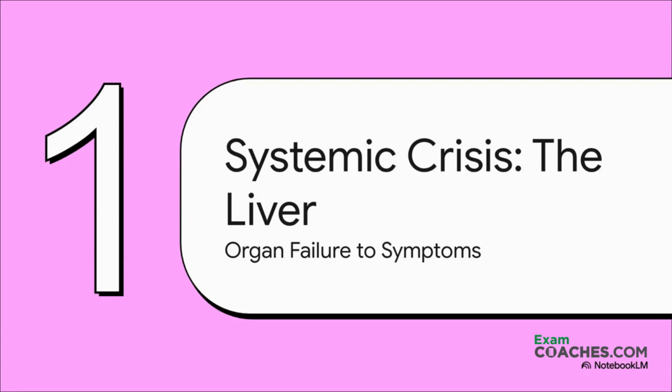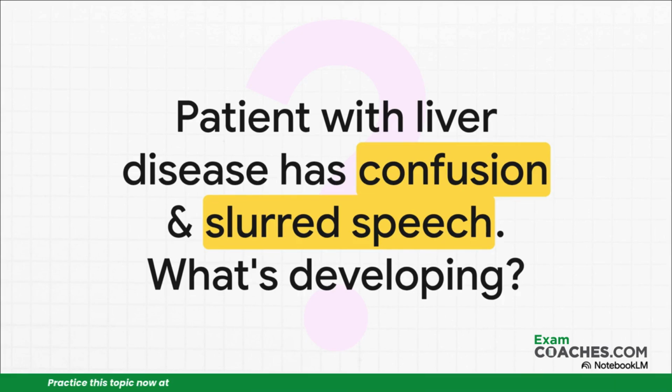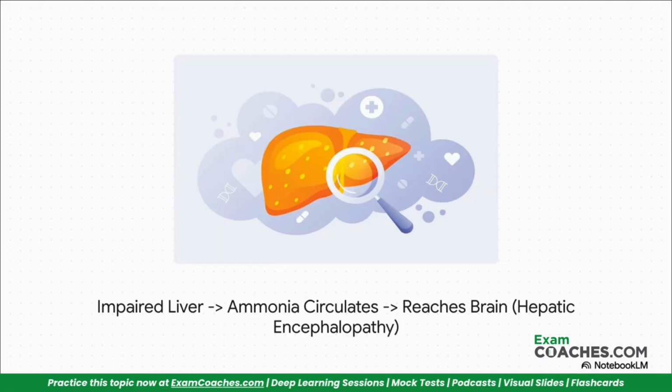First up, systemic crisis, the liver. We're going to connect organ failure to the patient's symptoms. Okay, picture this. You've got a patient with advanced liver disease, and suddenly they're confused and their speech is slurred. Now, your brain might immediately jump to something like a stroke, right? But wait, the real clue, the golden ticket, is that history of advanced liver disease. So how in the world do you connect those two dots? And here's the aha moment. This is the clinical reasoning path.